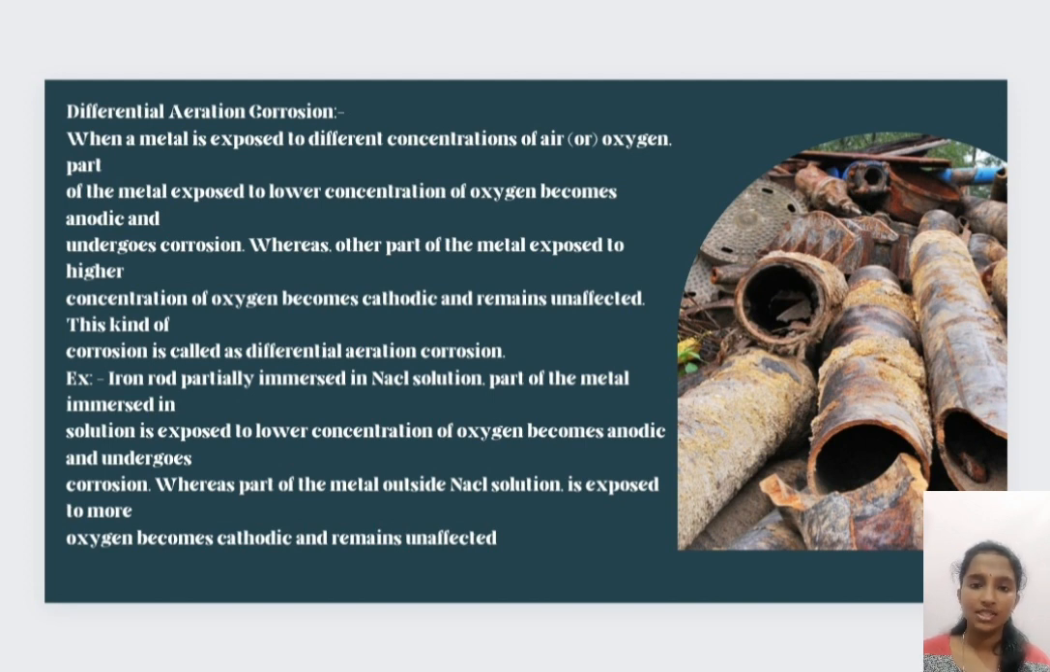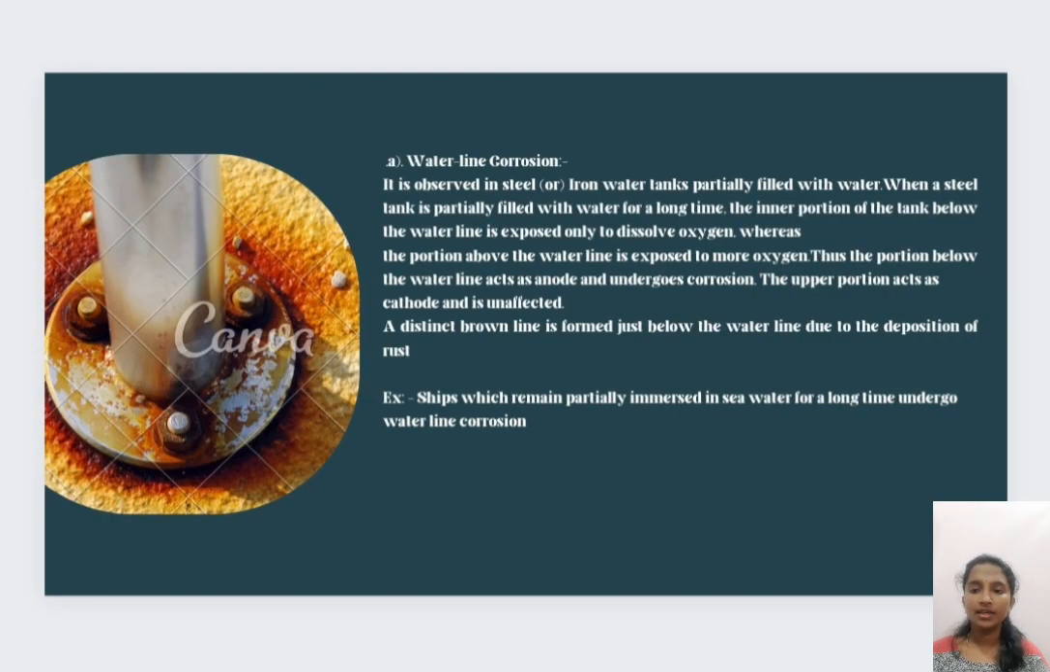Some of the examples are an iron rod partially immersed in NaCl solution. The part of the metal immersed in the solution is exposed to a low concentration of oxygen, becomes anodic and undergoes corrosion, whereas the part of the metal which is outside the NaCl solution is exposed to more oxygen and becomes cathodic and remains unaffected. The third type of corrosion is waterline corrosion.